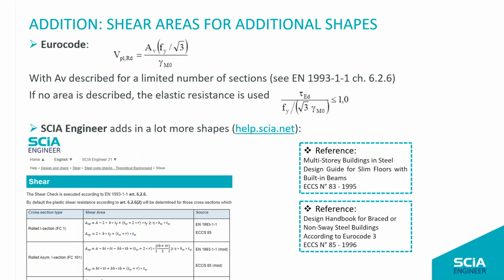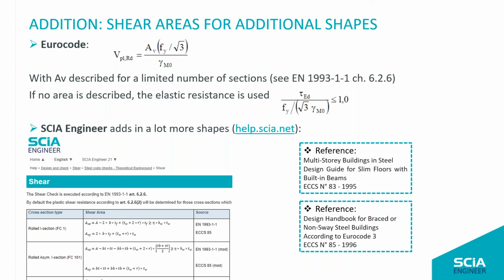The first topic in the section checks is about shear. For the shear, the Eurocode gives us a plastic resistance if the section has a shear area defined, and if it doesn't, it reverts us back to an elastic check of the stresses inside the section. But it only gives us a limited number of sections for which we can calculate a shear area.